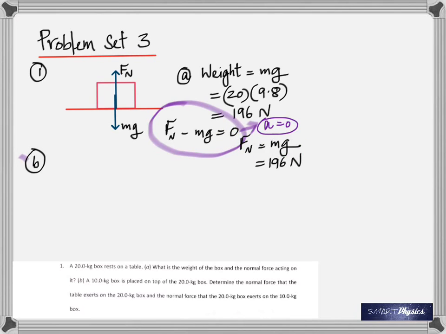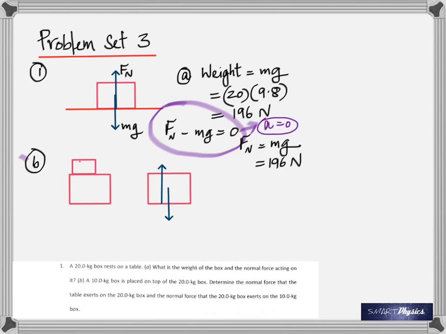Okay, now let's go to the B part. In the B part, you have one box over the other, as shown. So that's the situation. You have the 20 kilogram, you have the 10 kilogram. But in the free body diagram, you have to learn to look at the forces acting on one object at a time. So right now, I'm only looking at the forces on the 20 kilogram, right? Correct? That is the weight of the 20 kilogram, and that is the normal force by the table on the 20 kilogram.